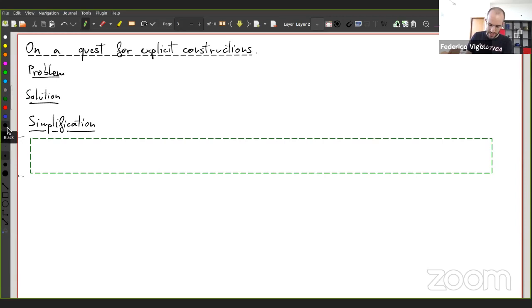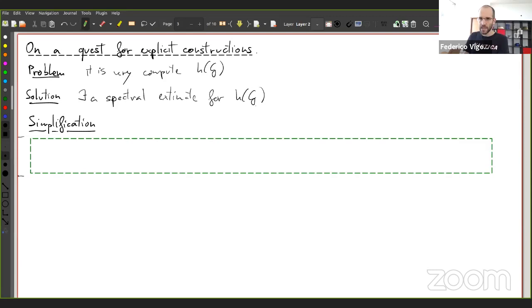So the problem is that it is very hard to estimate the Cheeger constant of a graph, because you need some way to manage all the possible subsets at the same time, which is complicated. And one solution is that there exists a spectral criterion, a spectral estimate. And this is what we're going to talk about today, the spectral estimate of the Cheeger constant.